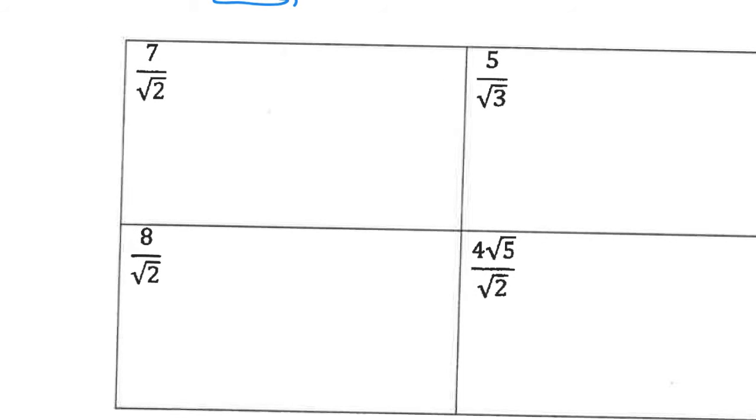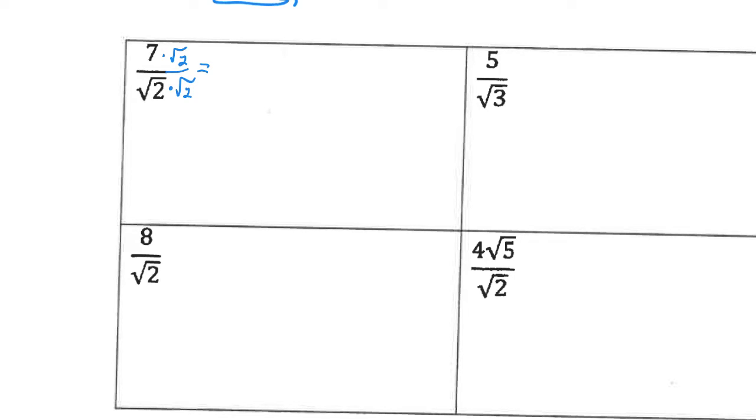So we have 7 over square root 2, 7 over radical 2. So we have a radical in the bottom. We need to get rid of it. So we're going to multiply both the numerator and the denominator by radical 2. Because when you do that, really what you're doing is multiplying by 1, because radical 2 over radical 2 equals 1. Anything divided by itself is 1.